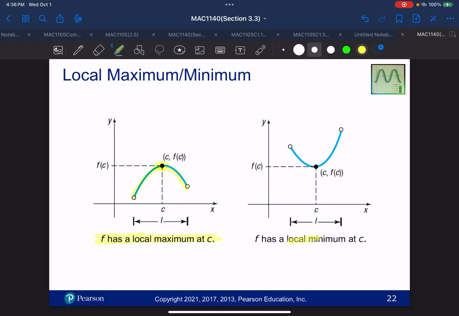And then the local minimum is like the dip in the hill. And that's the smallest y value in that neighborhood of the point. So local means in the neighborhood. But I'm going to give you a more precise meaning in the next slide.